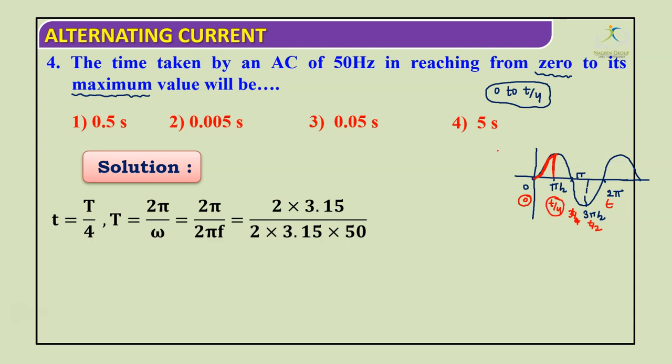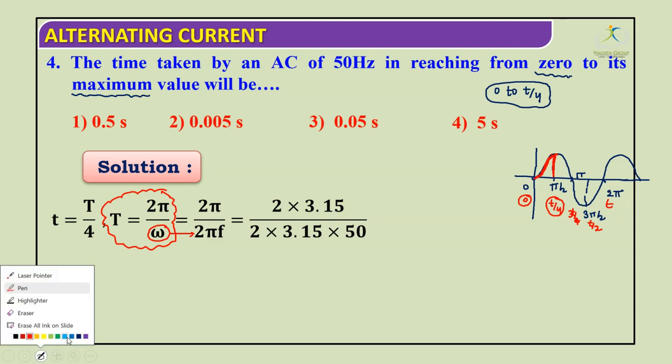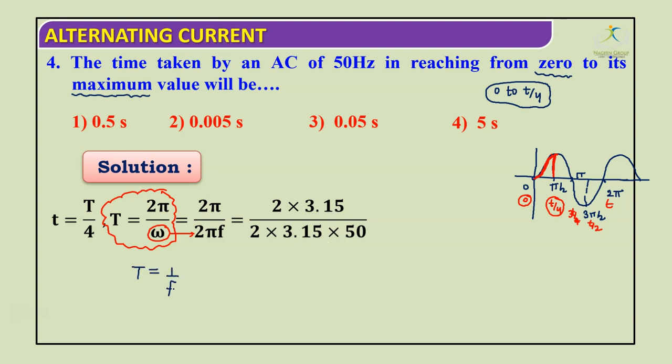I hope you understand. So for 0 to T by 4, if I'm taking the value of T, we know that T is 2 pi by omega, and in place of omega I can put 2 pi f. I'll put all these values over there. We can do directly like this: T is equal to 1 by f, so that becomes 1 by 50 hertz.